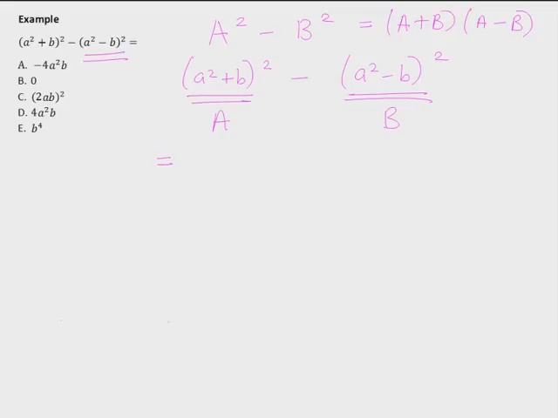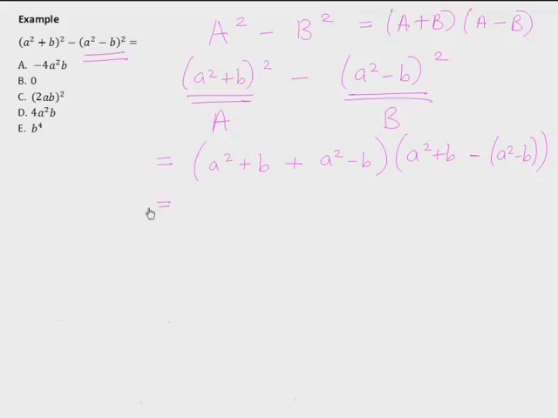So let's do that. What's A? A is a square plus b. What's B? B is a square minus b. The next term, A is a square plus b minus a square minus b. Whenever I have a minus, I put a bracket because the minus applies to the whole term.